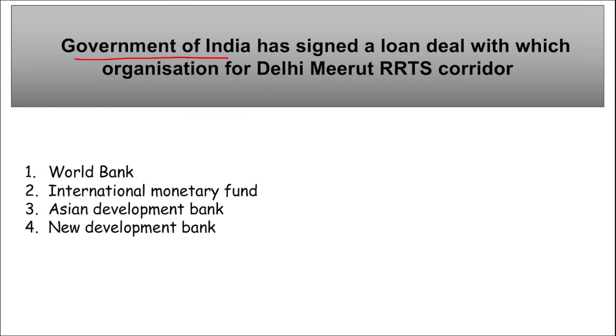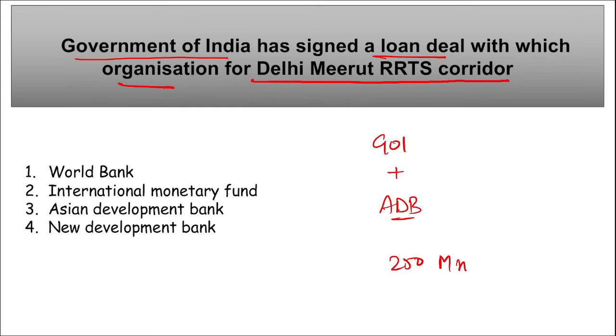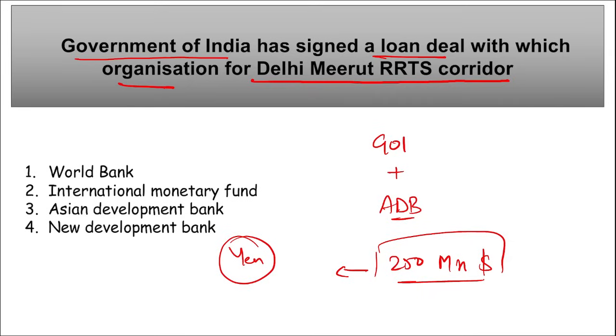Moving on, Government of India has signed a loan deal with which organization for the Delhi-Meerut RRTS corridor? So remember, it is the Government of India and the Asian Development Bank, right? They together recently signed a loan deal worth how much? $250 million. This $250 million will be converted into yen, and this is 37 billion Japanese yen. Either of these can be marked in the question.